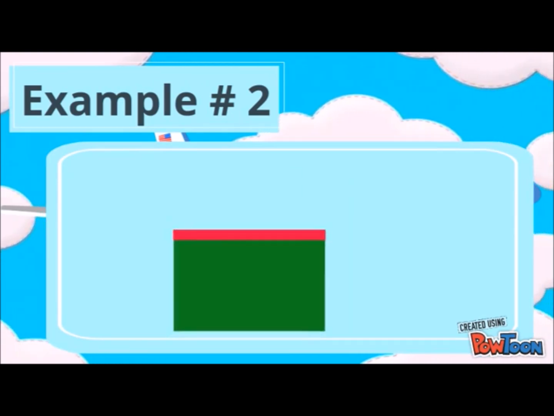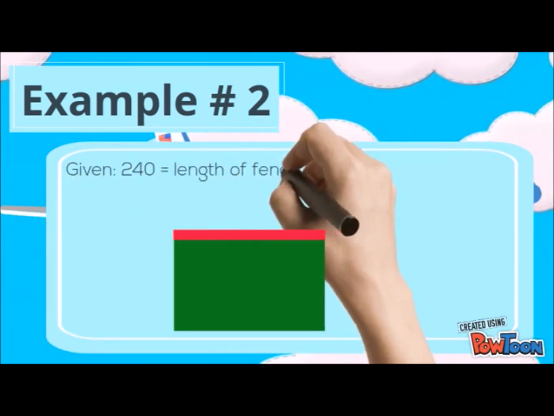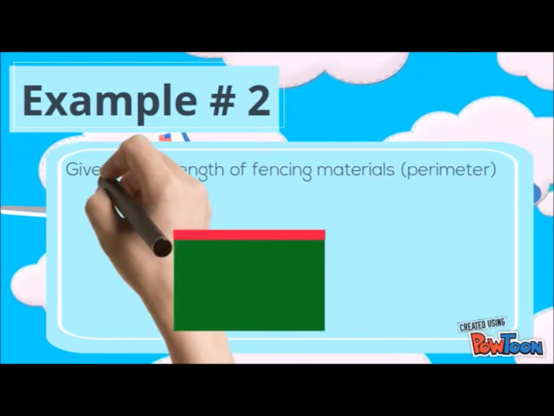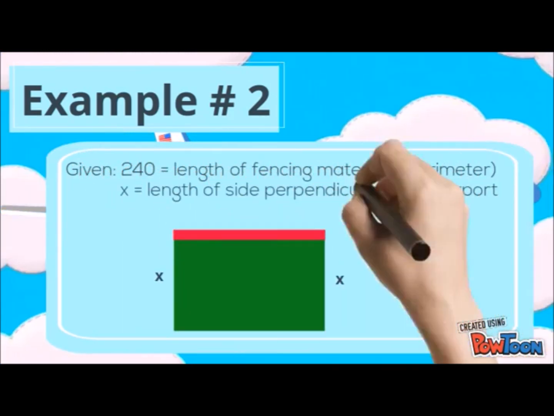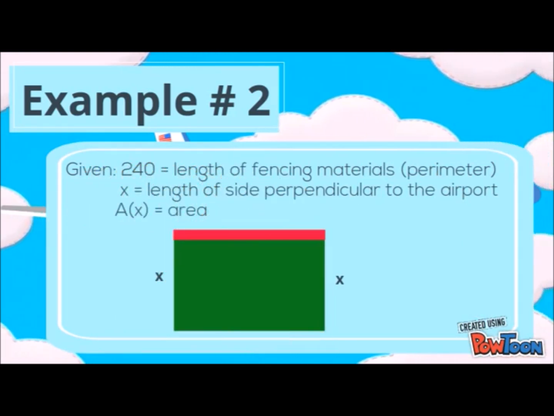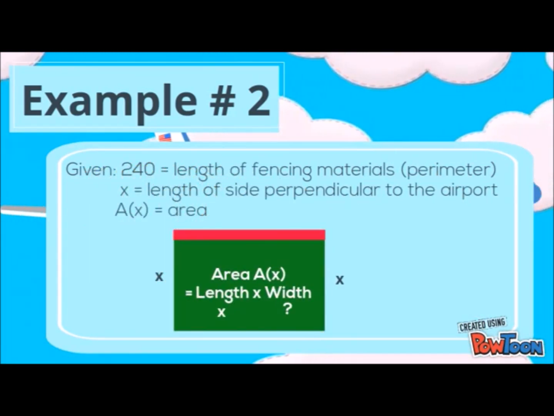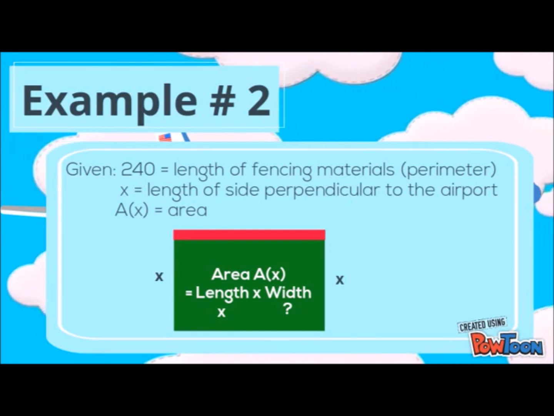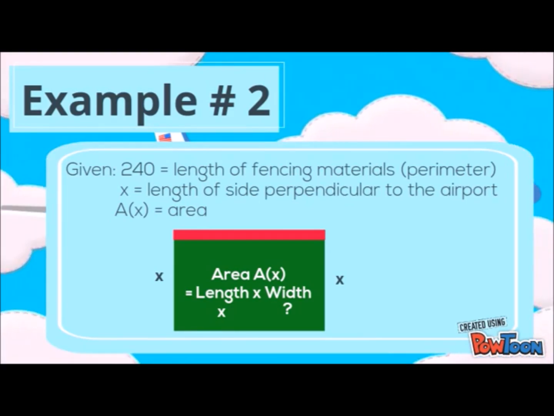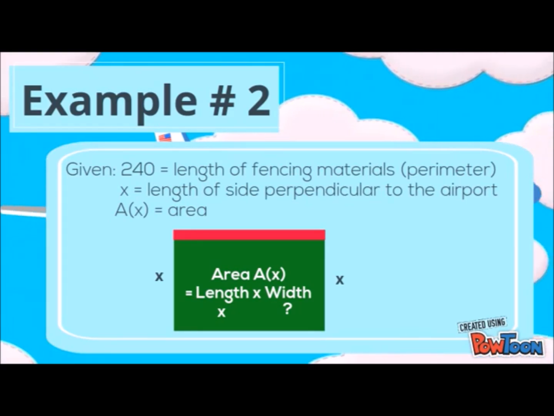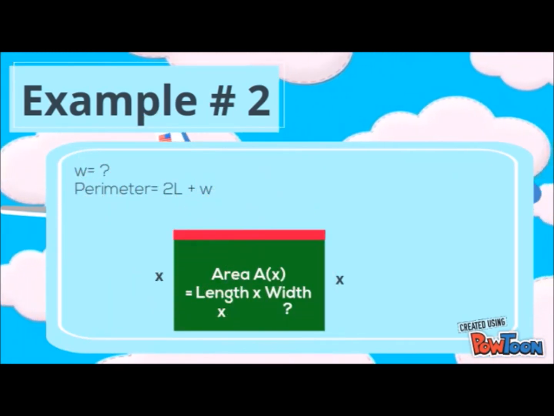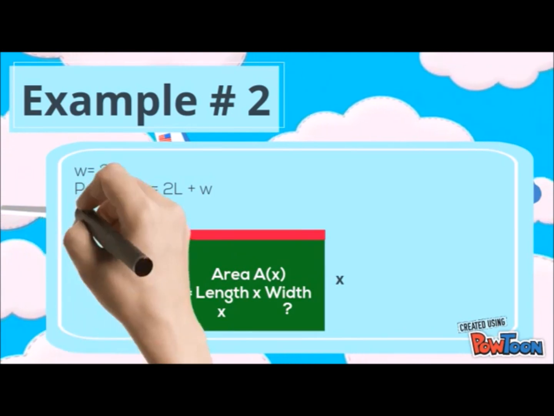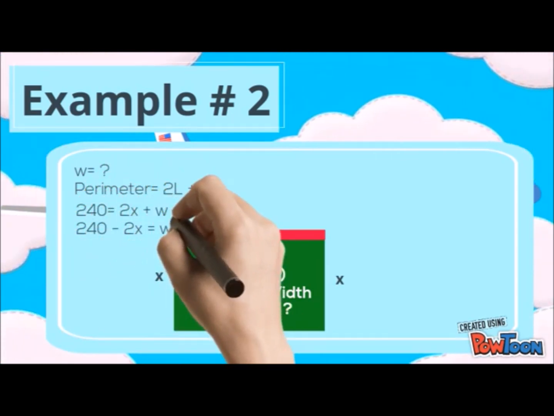Listing down the given, we have 240 is the length of fencing materials, or we call the perimeter. x is the length of side perpendicular to the airport, and A(x), which represents the area. To solve the problem, we will be using the formula for area, length times width, where x is the length and width is unknown, so we will solve first for the value of width. To solve for width, we will be using the formula for perimeter, 2L plus W, since no fencing is required for the side of the airport.